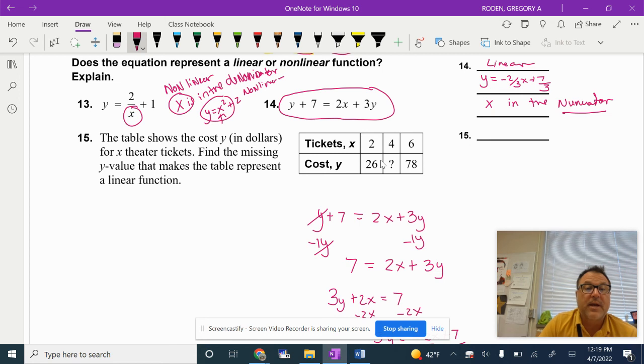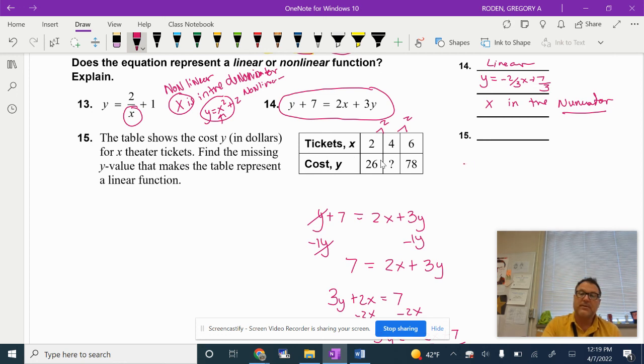Okay, the table's x, y dollars, x theater tickets. Find the missing y value that makes a linear function. So what are we going up by here? We're going up by 2, right? We're going up by 2 every time. So this has to go up by the same thing each time also.